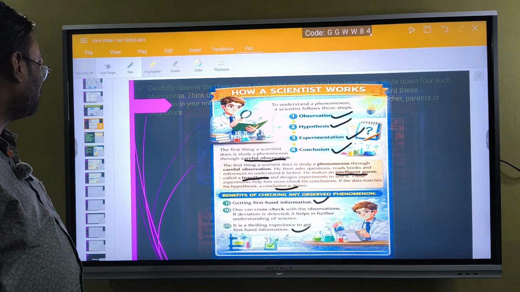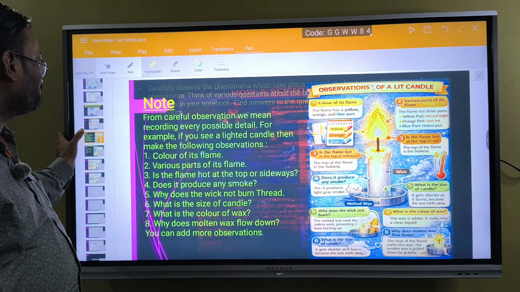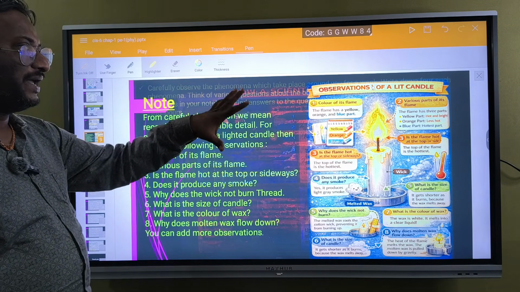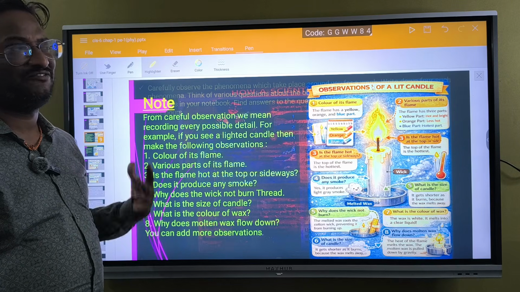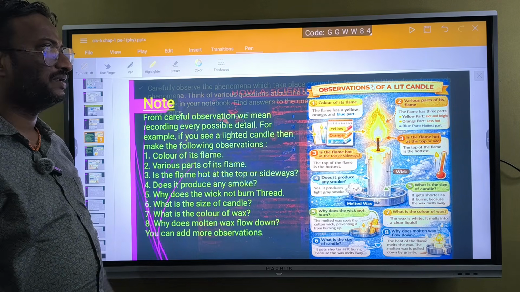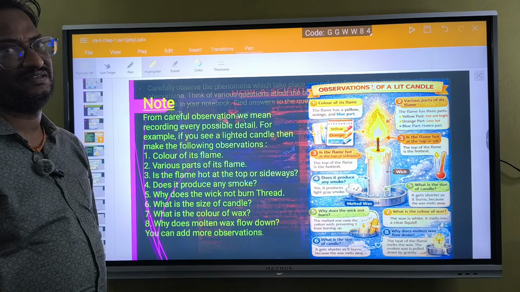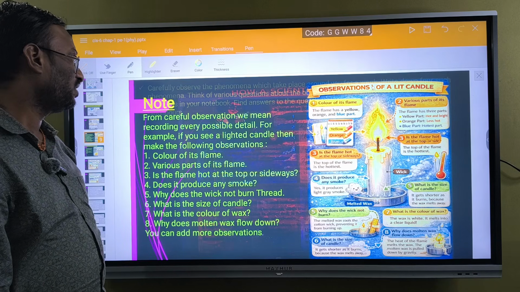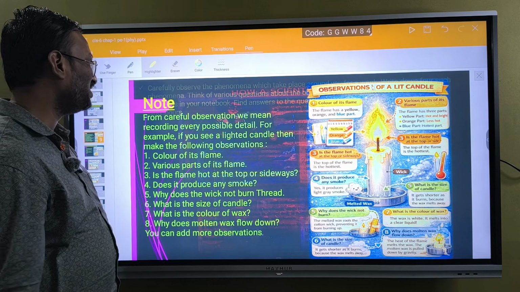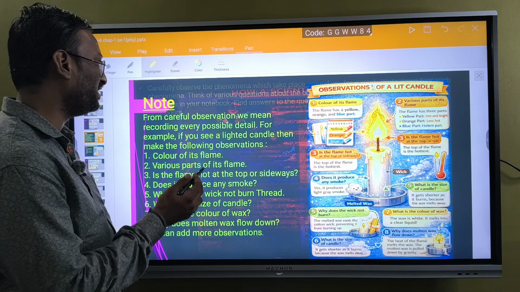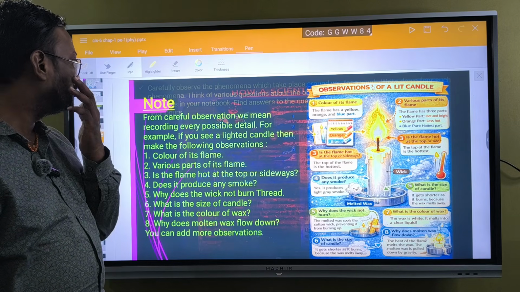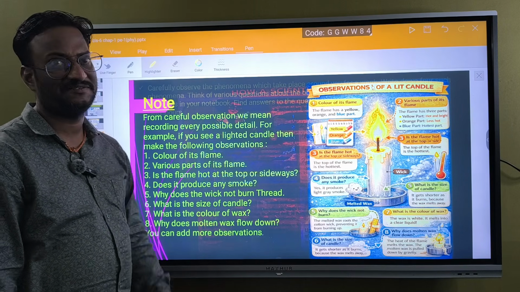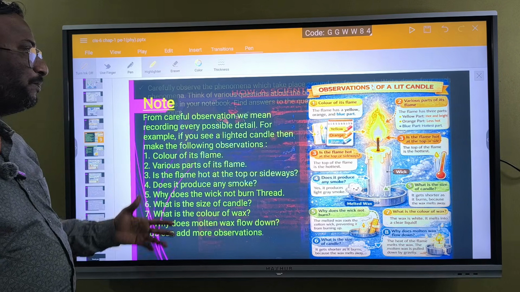Alright, so this is the thing, and the next one is note. We are going to make some observations, as we have studied in the past. We will take one example, that is the observation of a lit candle, a burning candle. By careful observation, we mean recording every possible detail. For example, if you see a lighted candle, then make the following observations.